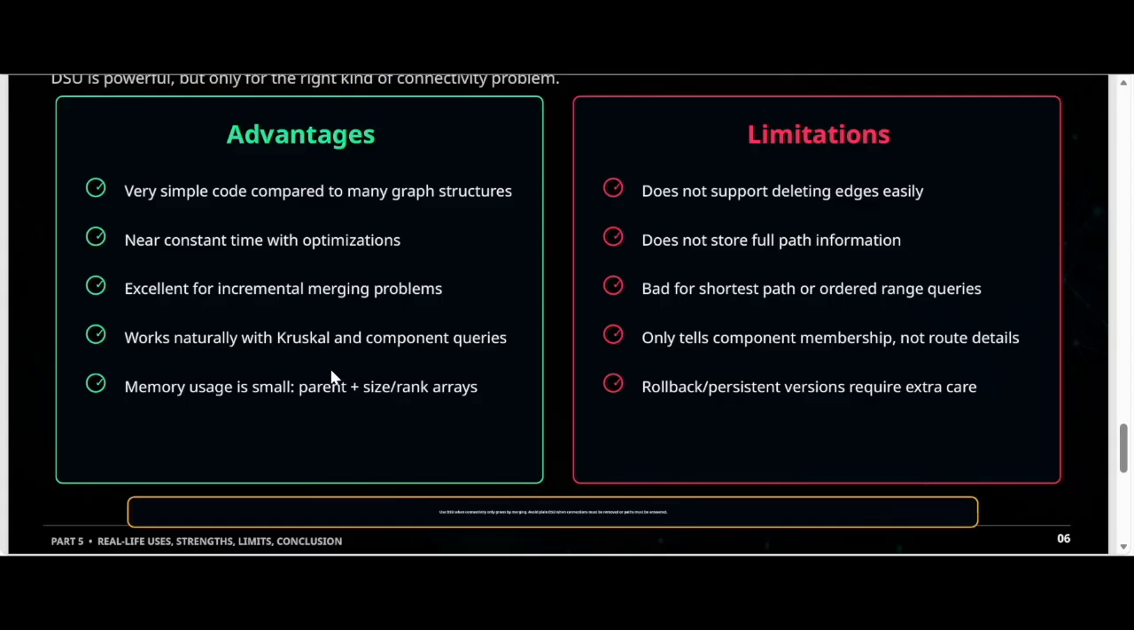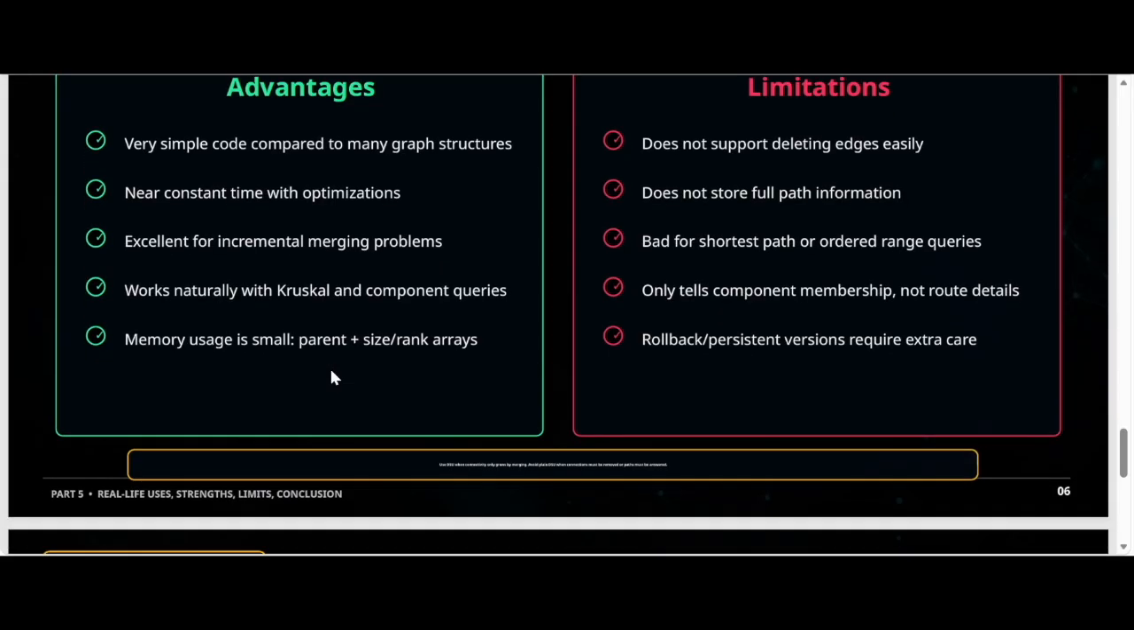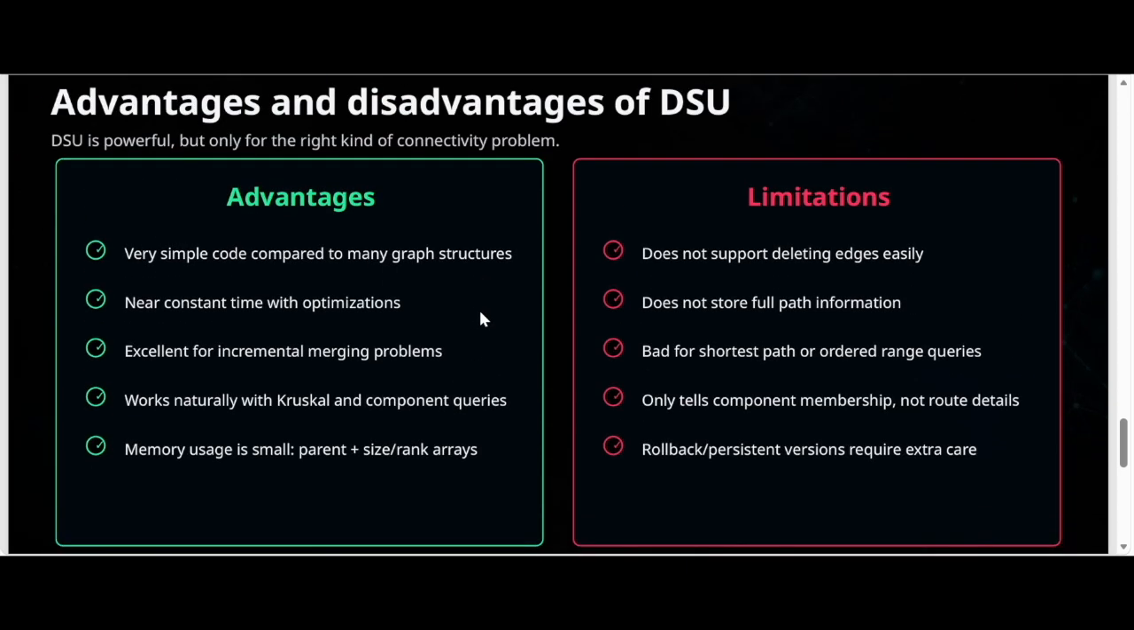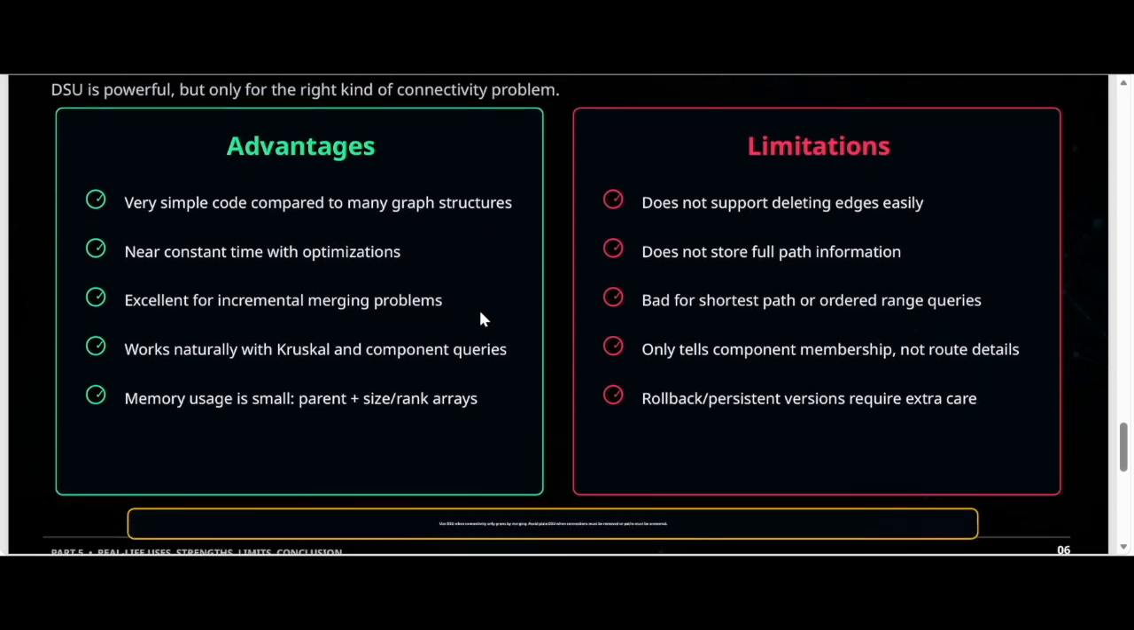It works naturally with Kruskal and component queries. Kruskal is also a real life usage of DSU. Its memory usage is really small. Only two parts are needed: the parent array and the size or rank array. It also has some limitations: it does not support deleting edges easily, does not store full path information, is bad for shortest path or ordered range queries, and only tells component membership, not root details. Rollback or persistent versions require extra care.